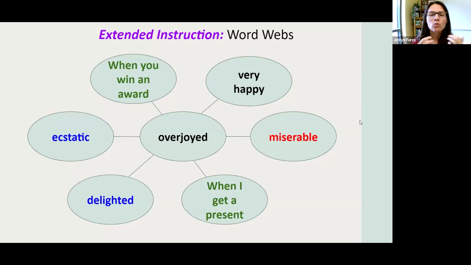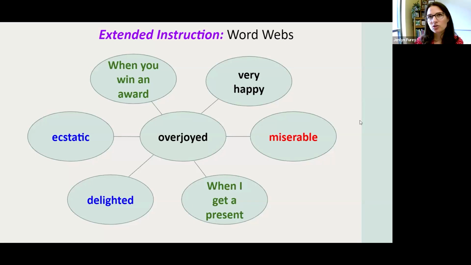And then through this activity, we might start with the overjoyed in the middle and say, can someone tell me what does overjoyed mean? And so when we hear the definition very happy, we're going to write that and say it out loud. Who can think of an example of a time where someone would feel overjoyed? And so we're helping to go through this activity, generate examples.